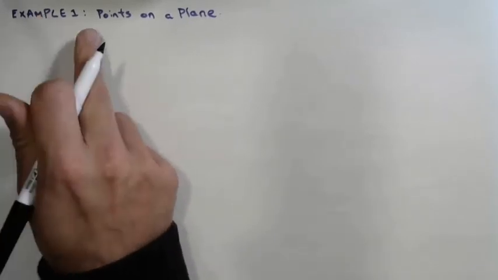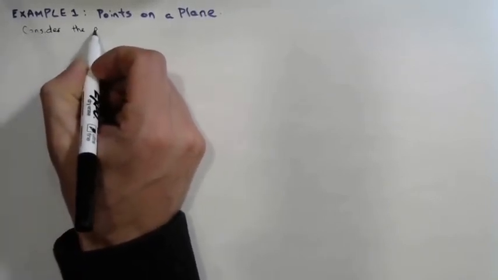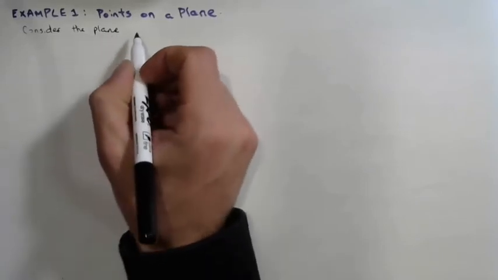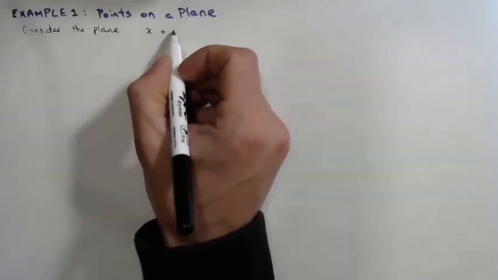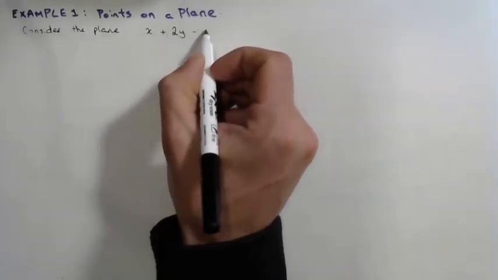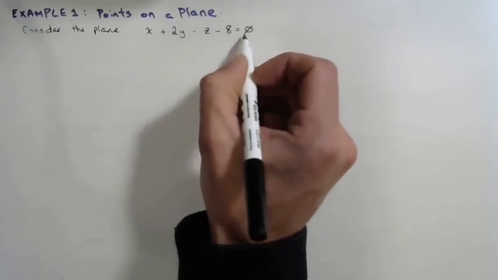Okay, heading into example 1, it's just getting us used to working with planes, and so we're going to be given an equation of a plane. We're going to consider the plane defined by the scalar equation x plus 2y minus z minus 8 equals 0.